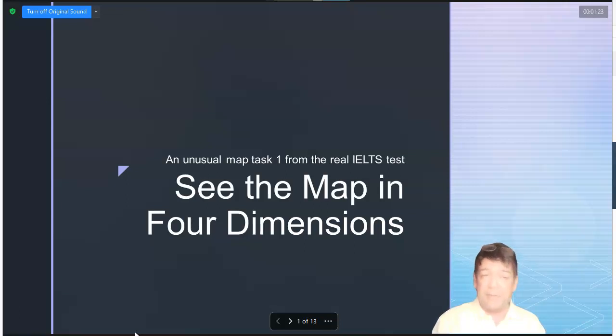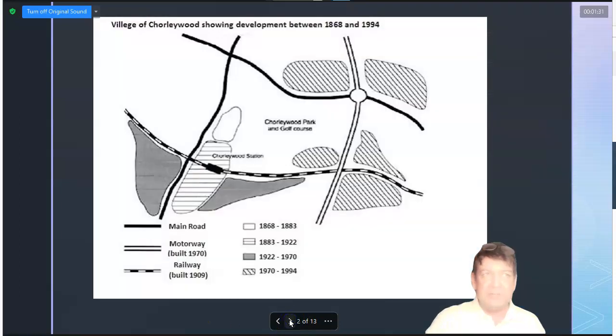I put this map on the Facebook group IELTS Tips and Tricks in order to teach a lesson, which I'm going to finish now. Here it is. This is called Chorleywood. It's from an IELTS book, IELTS 5, I think. So it's early, and I've never seen anything like it since. But it's a great exercise in seeing changes over time, because you're looking at one map, but it's actually 4 maps. I'll show you what I mean.